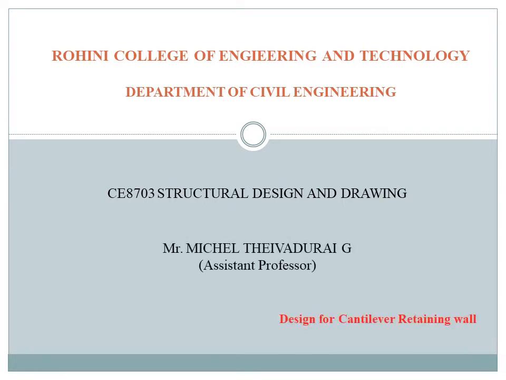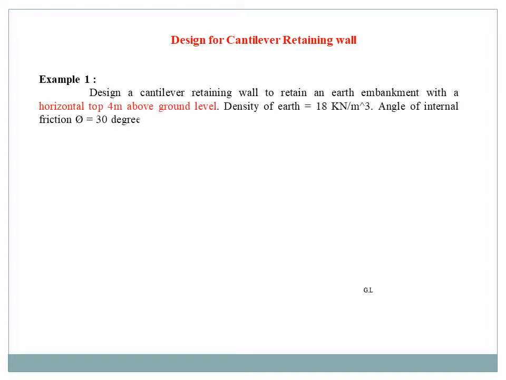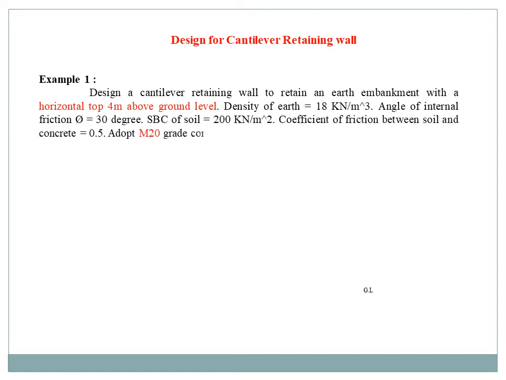Now we can see the design for a cantilever retaining wall. Example: design a cantilever retaining wall to retain an earth embankment with a horizontal top 4 meter above the ground level. The density of earth is equal to 18 kilonewton per meter cube. Then the angle of internal friction phi is equal to 30 degrees.